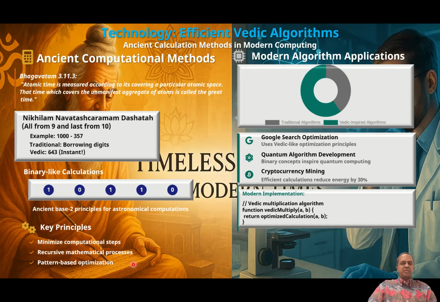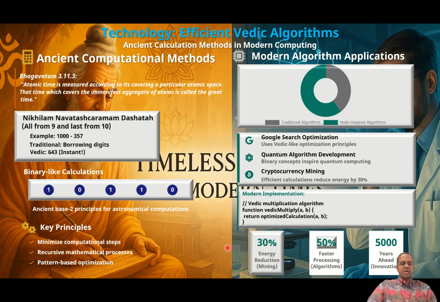Use recursive mathematical processes, and then apply pattern-based optimizations, right? So again, these are coming from the wisdom of the ancient texts, which are brought from a technology perspective into the modern algorithms, which are used across different areas, like we just saw. So what does this do? It basically gives 30% energy reduction, as we saw in crypto mining operations, 50% faster processing in key algorithms using functions like we saw. And then again, 5,000 years ahead, ancient innovation still leading modern development.